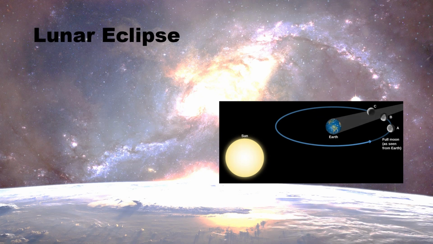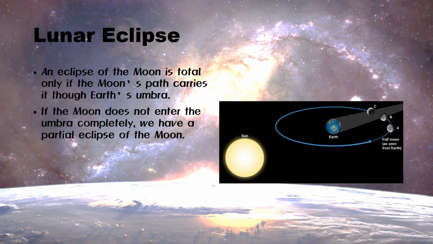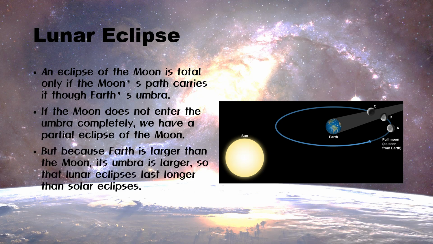So with a lunar eclipse, what does this actually end up looking like? First thing we have to understand is that an eclipse of the moon is total only if the moon's path carries it through Earth's umbra. Remember, there are 2 regions, the penumbra and the umbra, which is that dark region. If the moon does not completely enter the umbra, we'll have a partial eclipse of the moon. But because the Earth is larger than the moon, its umbra is also larger, so lunar eclipses can last longer than solar eclipses. Remember how we said solar eclipses are a maximum of 7 minutes? Lunar eclipses can easily exceed that.